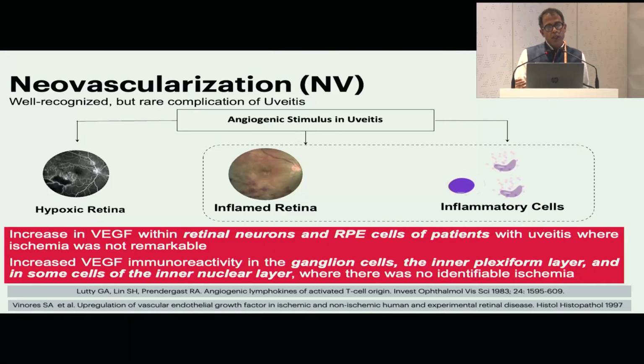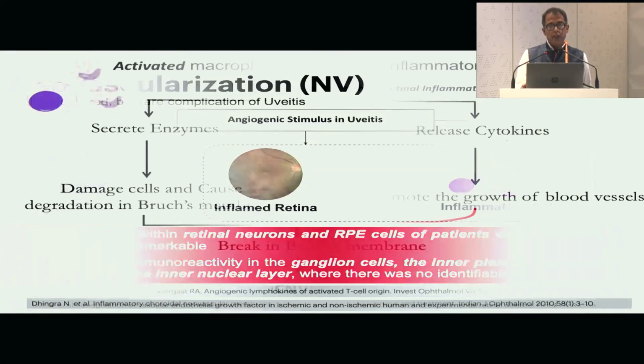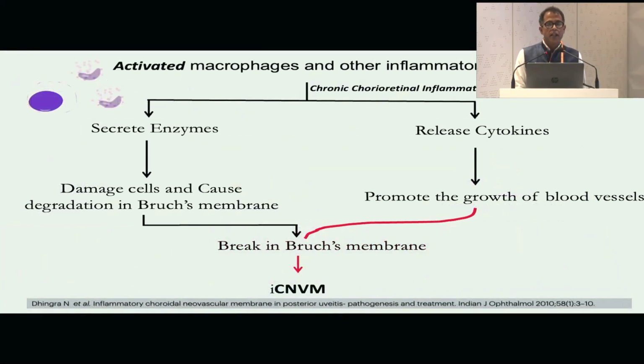If you go deeper, you will realize that there is an increase in VEGF within the retinal neurons and the RPE cells of patients with uveitis, and also increased VEGF immunoreactivity in the ganglion cells and various cells in these patients. With this background, you have to understand that macrophages can secrete enzymes which can damage the cells and degrade the Bruch's membrane, and side by side the release of cytokines can promote the growth of blood vessels, and with the break in the Bruch's membrane, which is sometimes inflammation induced, can cause inflammatory CNVM.